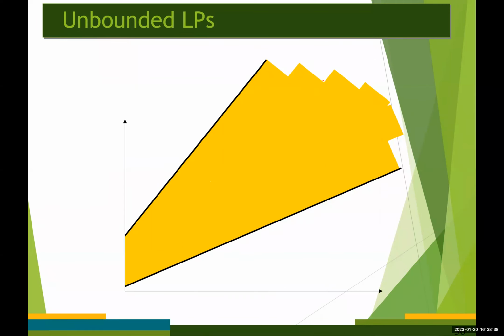This shows a general case of unbounded LPs. Of course, likewise, a minimization problem is unbounded if we never leave the feasible region, when you move the isovalue line in a direction of decreasing objective function value.